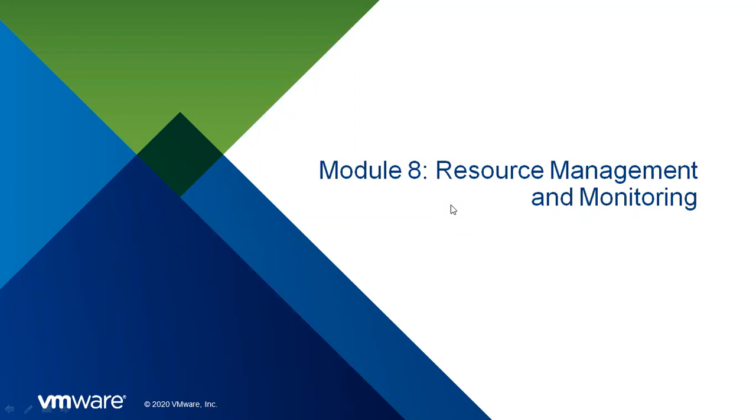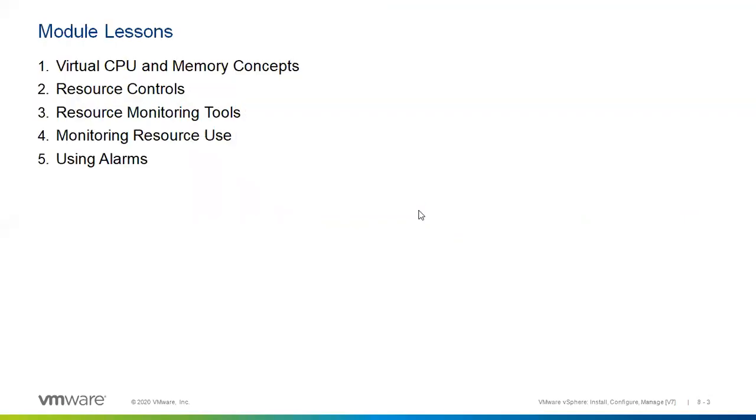So under this module, we are going to talk about different lessons. Those lessons are: first, to identify the vCPU and virtual memory concepts, how these are shared among the virtual machines; then controlling the resource allocation, resource monitoring tools, monitoring resource usage, and using the alarms. So these are the 5 lessons we are going to cover under this module.